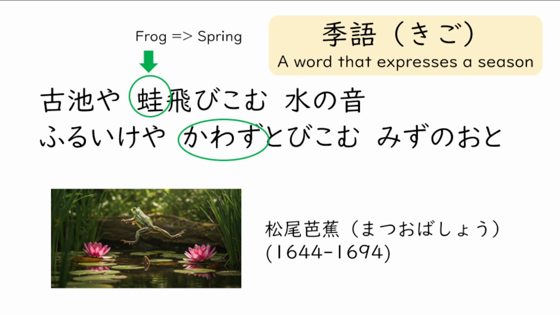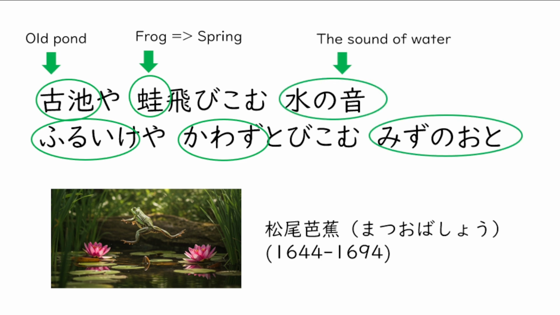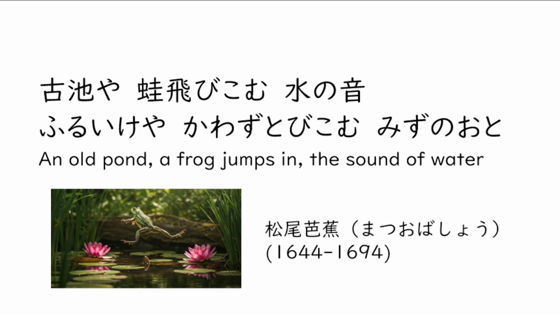Let's dissect the meaning of this poem now. Furuike means an old pond. Mizu no oto means the sound of water. Tobikomu means to jump into something. So the poem essentially describes the sound of water as a frog jumps into an old pond.